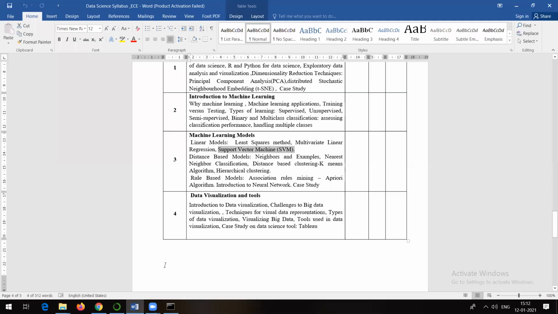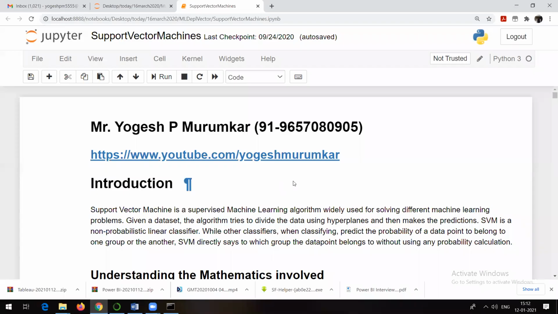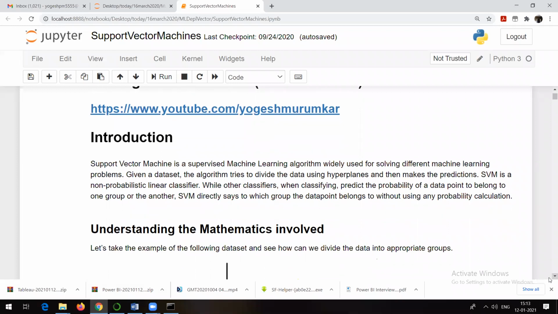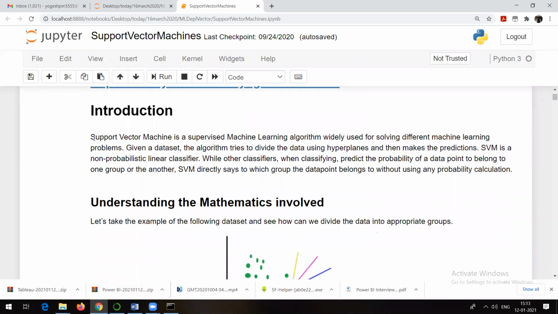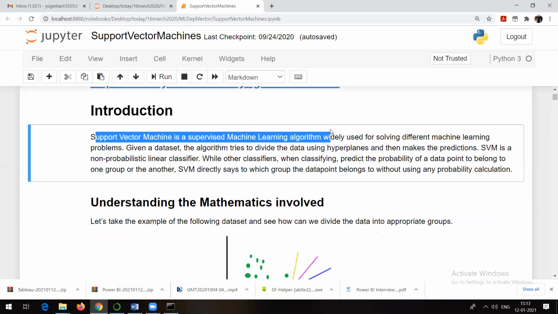So let's go to the Jupyter notebook and let me show you an example. Let's discuss what this support vector machine is all about. Very simple example. See, support vector machine is a supervised machine learning algorithm. Now, what do you mean by supervised machine learning algorithm? That we have discussed in our earlier session.